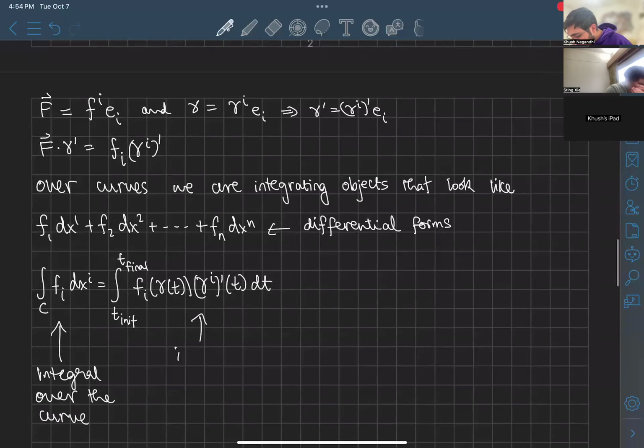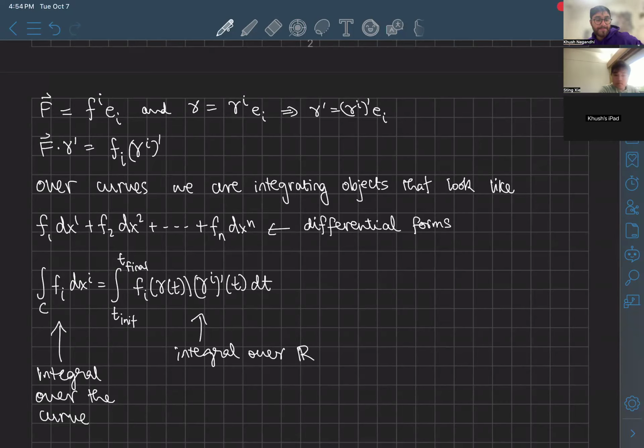And this is an integral over R. So we're somehow pulling back an integral along a curve to an integral along R. Okay. Does the name make sense a little bit now? Like why it's called the pullback. Because instead of integrating along the curve, we're pulling back the integral to an integral along R.